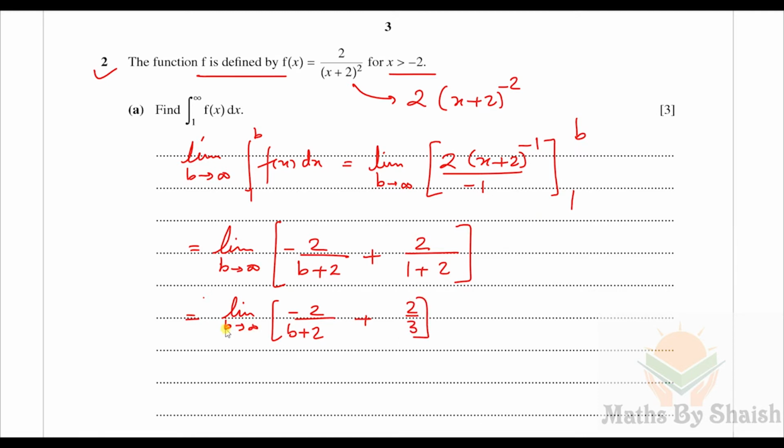and now we'll tend this b to infinity, meaning we are going to replace b by infinity. Once b tends to infinity, 2 upon b plus 2 tends to 0, so this answer becomes 2 by 3. That's the integration. Let's do the b part.